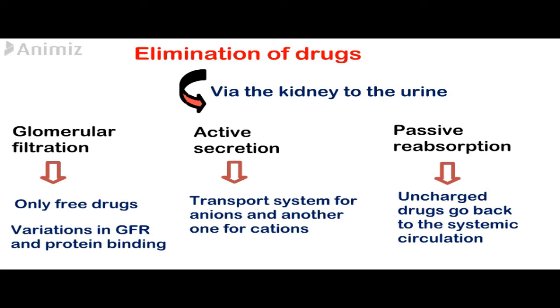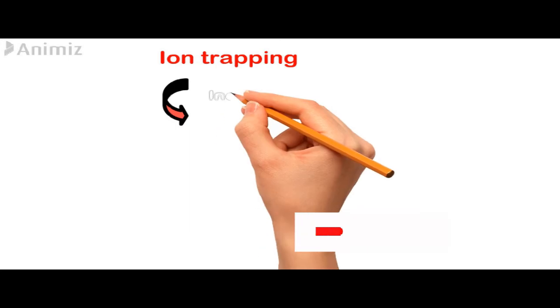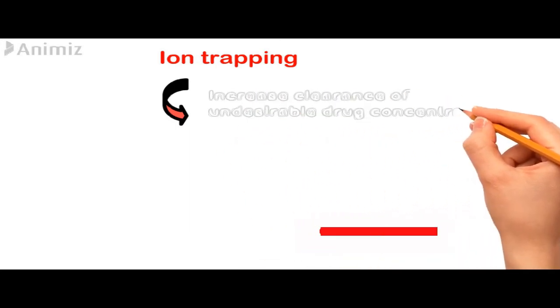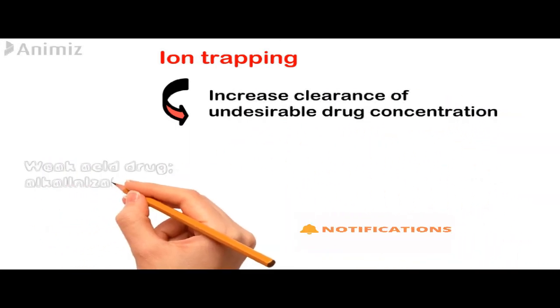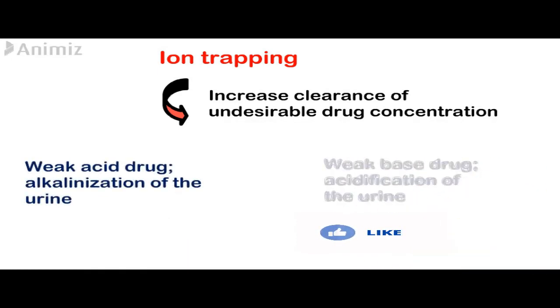So there's an important concept in the elimination process which is called ion trapping. This is used to manipulate the urine pH so as to increase the fraction of ionized drug in the lumen, and this will minimize the amount of reabsorption and increase the clearance of undesirable drug. And as a general rule, weak acids can be eliminated by alkalinization of the urine, while weak bases can be eliminated by acidification of the urine.